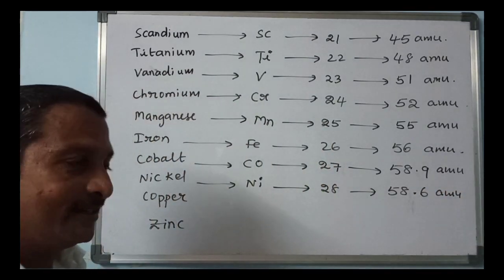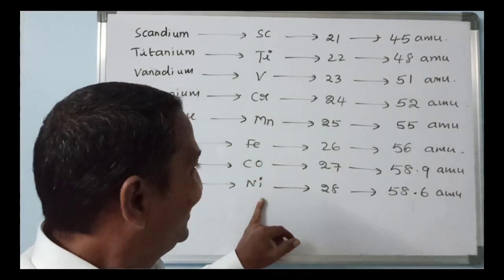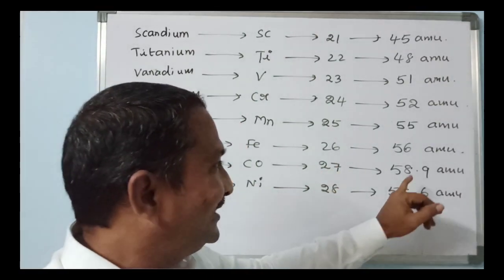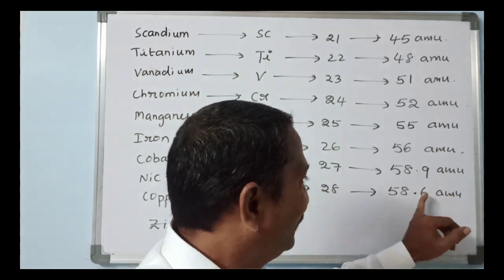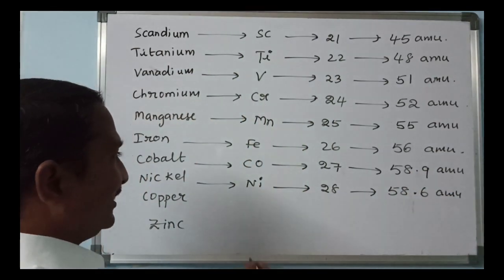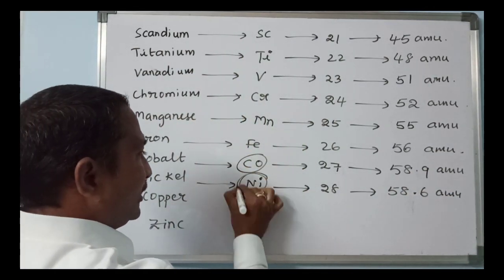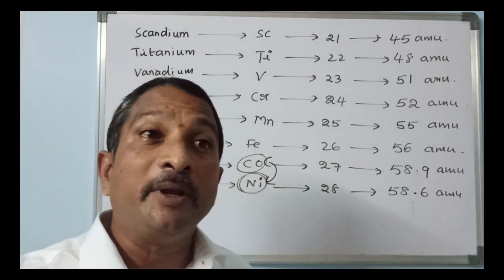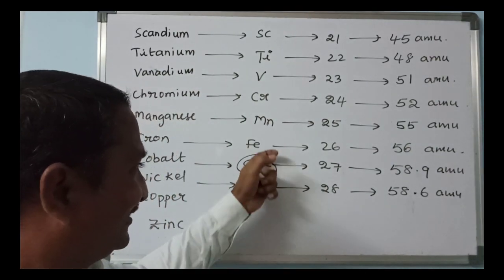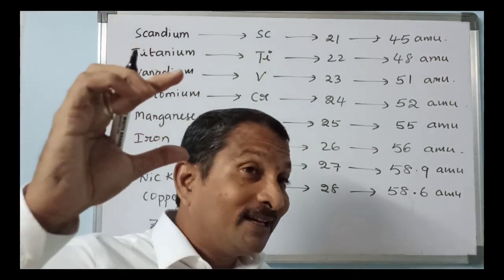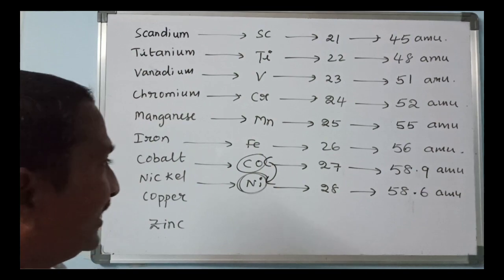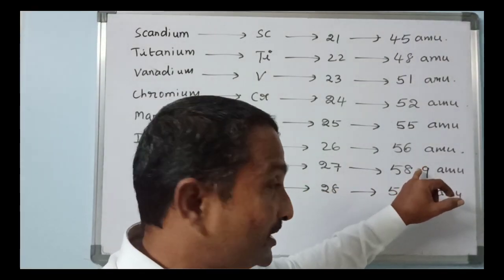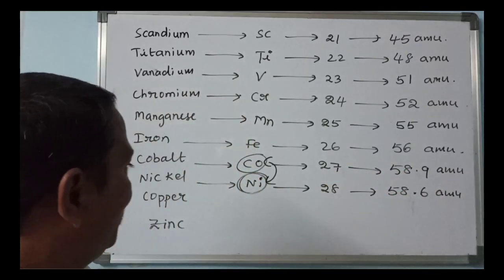See again this. From cobalt to nickel, atomic number increases from 27 to 28, but atomic mass decreases from 58.9 to 58.6. Okay. Now cobalt and nickel also show variation in atomic mass in the periodic table. Another unusual pair. One unusual pair is argon potassium. Another unusual pair is cobalt nickel. They show difference in atomic masses with increase in atomic numbers.